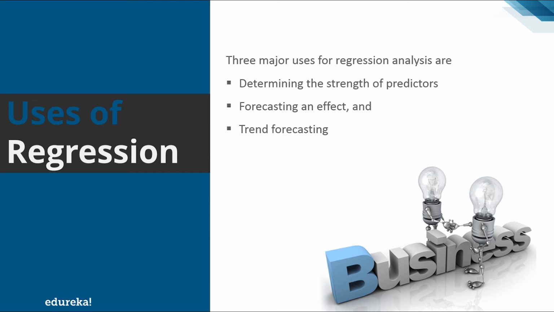Third is trend forecasting. In this, the regression analysis predicts trends and future values. The regression analysis can be used to get point estimates. In this, you can ask questions like, what will be the price of Bitcoin in next 6 months, right?